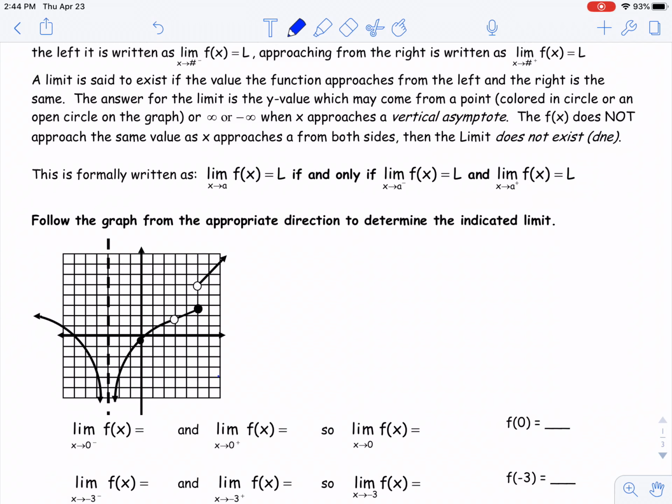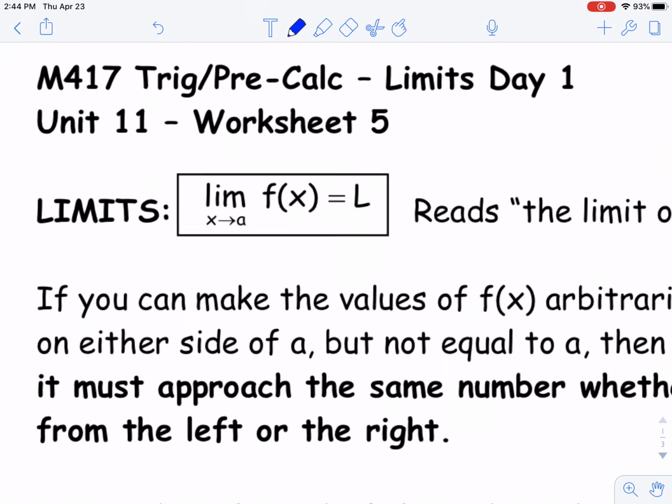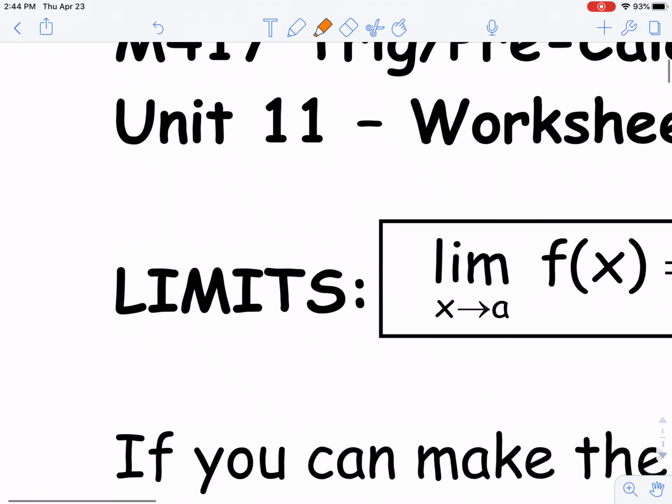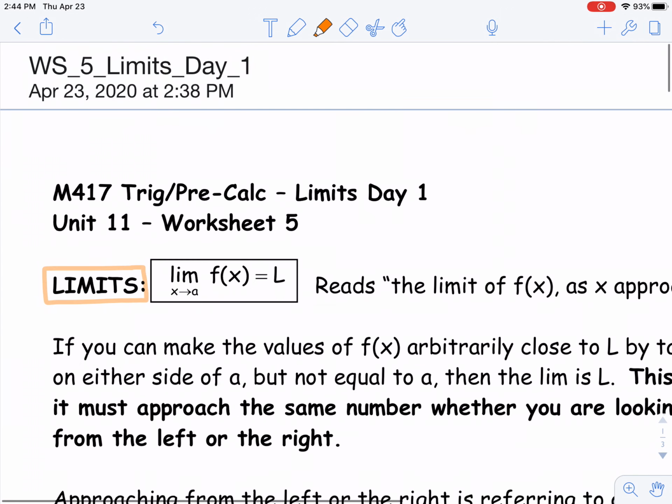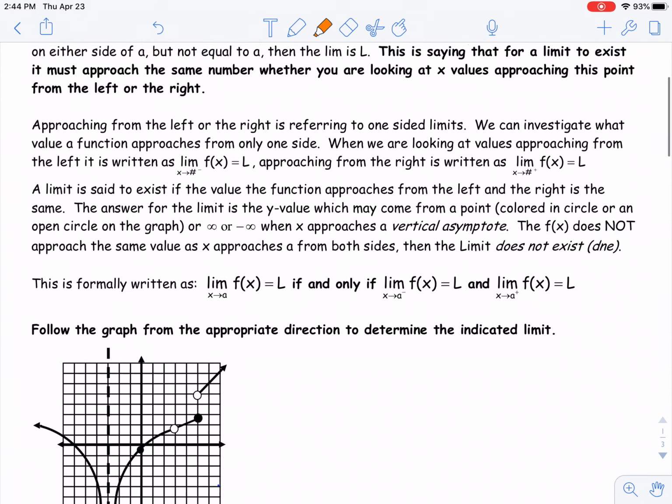Hey guys, so I am here to talk a little bit about limits. This is limits day 1, so we're talking about graphically how to evaluate a limit. And you guys already got your notes on it, so I'm not going to go through and explain all the notation and everything. I'm just going to do a few problems with you.